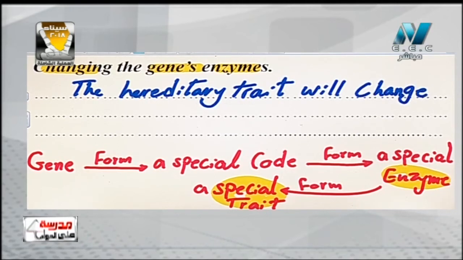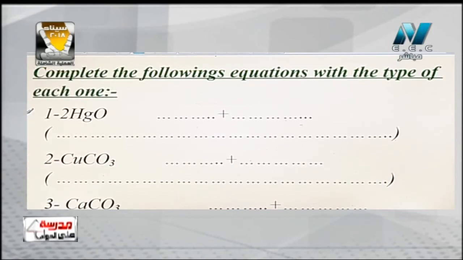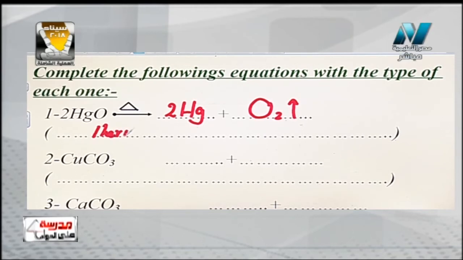Okay. Next one is complete the following equations with the type of each one. So I will complete them and state the type of each one. As we have number one, 2Hg, but we should remember to write a triangle above the arrow. Here we have mercuric oxide, which by heating will change into mercury, 2Hg plus O2 gas evolves. This equation represents a thermal decomposition reaction.